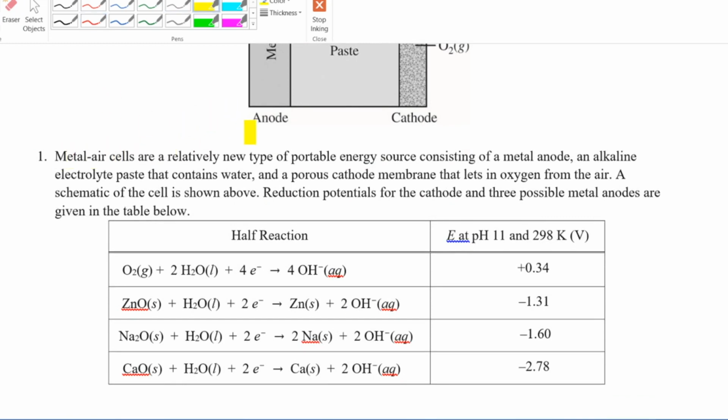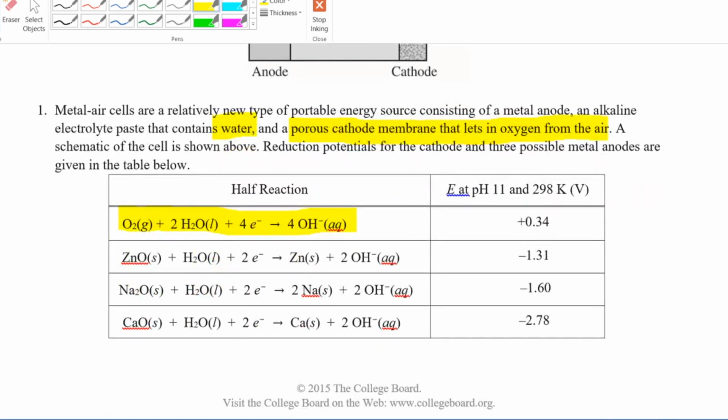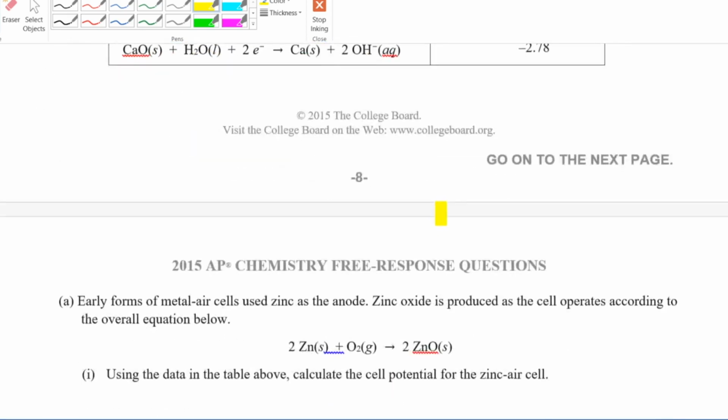Metal air cells are a relatively new type of portable energy source consisting of a metal anode, shown right here, and an alkaline electrolyte paste, right here, that contains water, and we have a porous cathode membrane that lets oxygen in from the air. This will be very important for a question coming up. But all this really means is that the cathode is made of holes and it works by having oxygen come in. See the reduction potentials for the cathode right here. That's the reduction potential for that cathode. And three possible metals are given in the table below. So here, three possible metals. Okay, let's get into the first part.